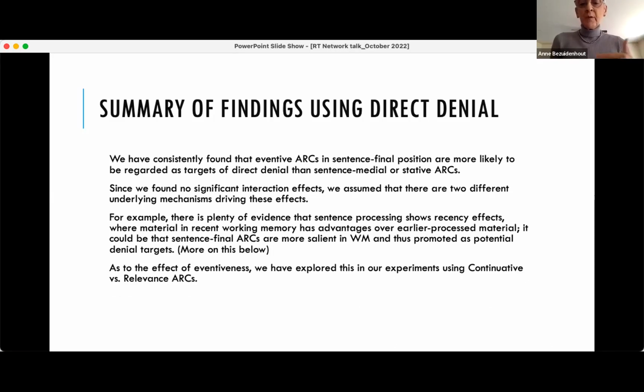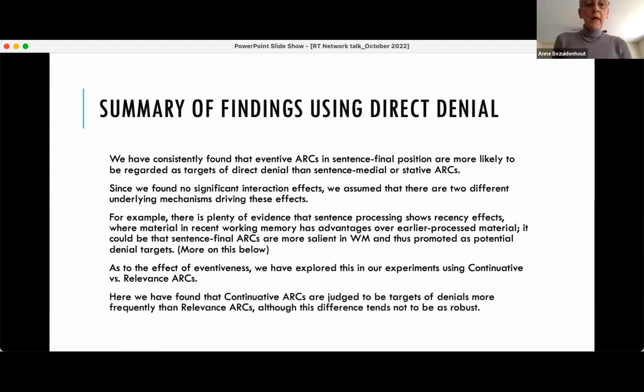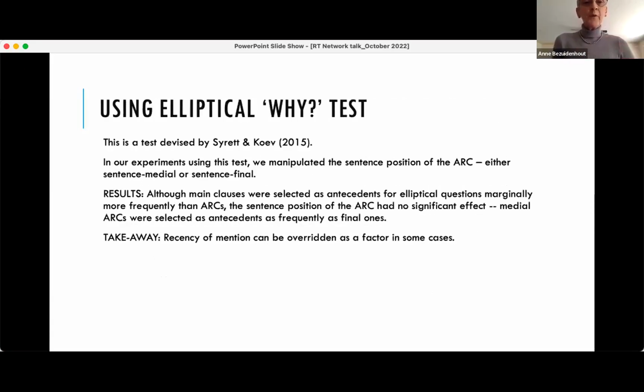As to the effect of eventiveness, this is what we were hoping to explore in the experiments I already mentioned about the continuative versus relevance arcs, because our intuitions were perhaps that this is being driven by the fact that continuative arcs in particular are at issue because they are part of the narrative sequence. And here we have indeed found that continuative arcs are judged to be the targets of denial more frequently than relevance arcs, although this result tends not to be as robust. We often find, for instance, that the difference is statistically significant just in the subjects analysis or something like that, and it doesn't turn out to be quite as robust.